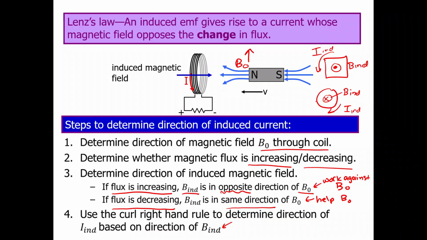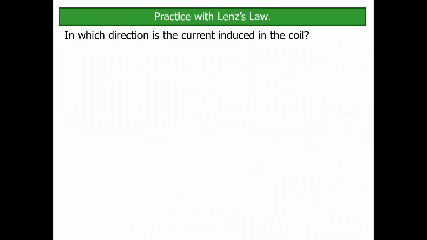Okay, so this is the order I go through. Determine the direction of B0, the external flux through the coil due to that magnetic field. Is it increasing or decreasing? And then if it's increasing, where does B induced point? Opposite, because we need to work against B0. If your flux is decreasing, your B induced must be in the same direction because it has to help B0. And then once you figure out the direction of B induced, you figure out the direction of I induced. So we're actually going to try this out with some practice problems right here.